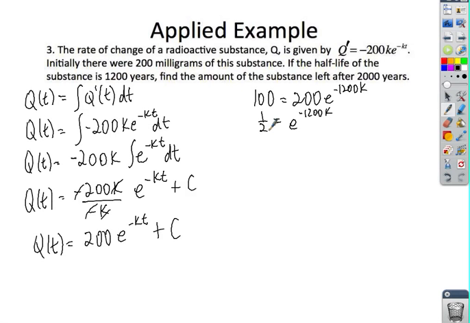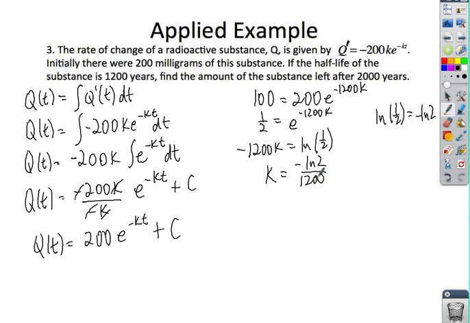And now we'll take ln on both sides. So we'll have negative 1200k will equal ln 1/2. And so for k, I'll just remind you that ln of 1/2 is equal to negative ln 2. You can figure that one out for yourself. And now dividing by 1200 on both sides, you get k is equal to negative ln 2 over 1200.